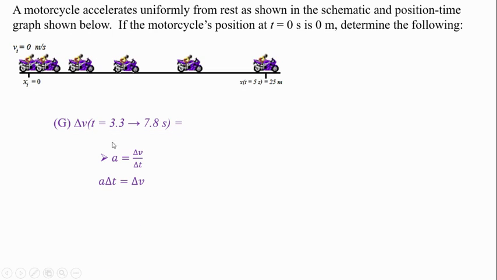All right, so to get delta V by itself, multiply both sides by delta T to get rid of the denominator. So therefore, delta V is just A times delta T. I know A is 2. Delta T in this case is 4.5 because 7.8 minus 3.3 is 4.5, okay? And then you just multiply, so therefore delta V is just 9 meters per second. 2 times 4.5 is 9. And then this is delta V, or change in velocity, so therefore I include the direction for you. So the change in velocity between 3.3 to 7.8 seconds is just 9 meters per second east.